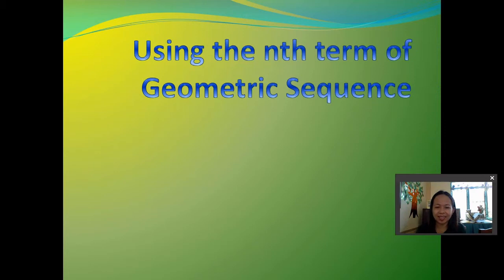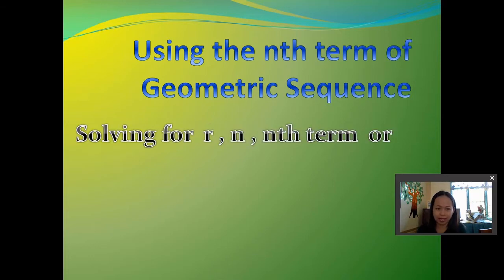Hello again. This time, we will be talking about how to use the nth term of a geometric sequence, specifically in solving for r, or the common ratio, or the number of terms, or even the nth term, or solving for the first term of a certain geometric sequence. And this is another lesson for Math 10.